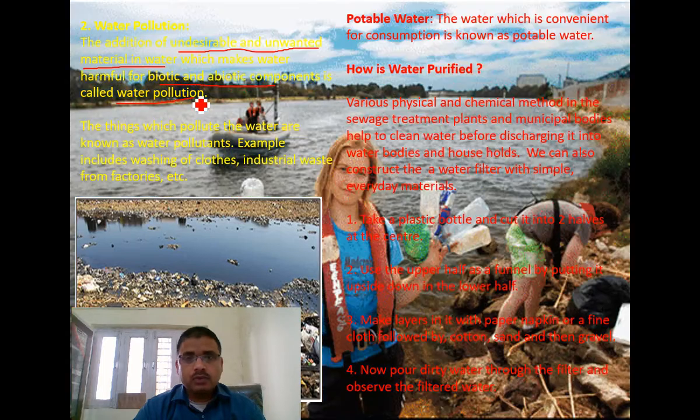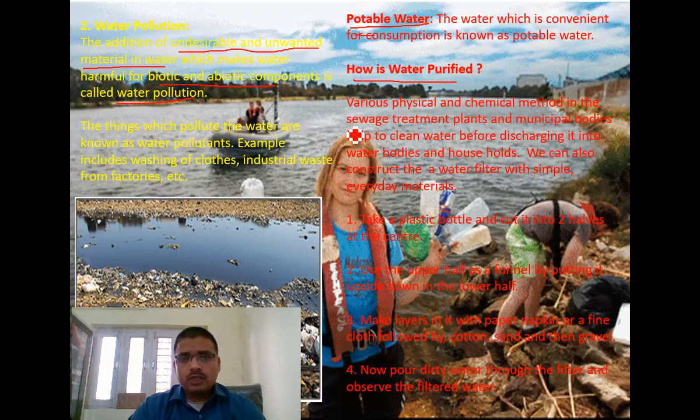Now there are two small things we have to understand. What is potable water? Potable water is water that is convenient for consumption, which we use for drinking purposes. Then, how can water be purified? Water can be purified by physical and chemical methods. In the previous class, you learned about the WWTP, the wastewater treatment plant, which is a physical and chemical process called sewage treatment.